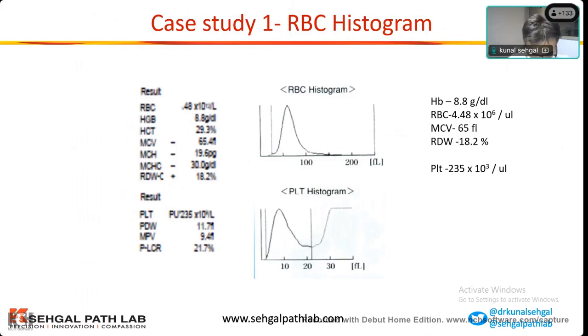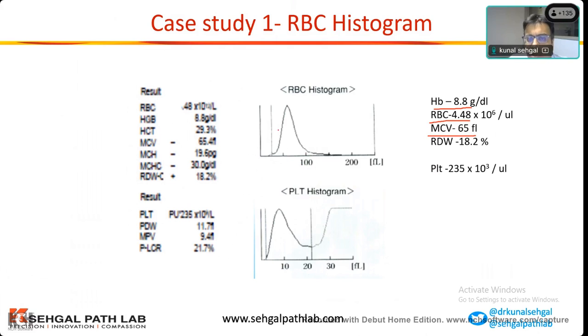So what we'll do is we'll start with Dr. Sudeshna. If you could volunteer for this first case study. And what I want to highlight to you is this is a machine strip. It is not very clear. So I have written the values for you here. This patient had a hemoglobin of 8.8, RBC count of 4.48, and an MCV of 65 femtoliters.